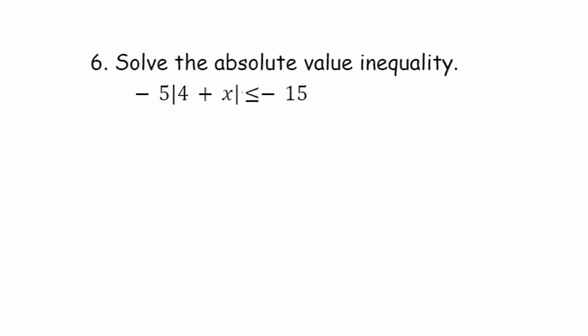value. Now, I don't have anything being added or subtracted, so I just want to divide by negative 5. Now, the problem is when you're dividing by negative 5, you actually have to reverse this. So it's going to go into greater than or equal to. And that goes back to inequality rules. So the absolute value of 4 plus x is greater than or equal to negative 15 divided by negative 5, which is 3. And then you have two inequalities to write.